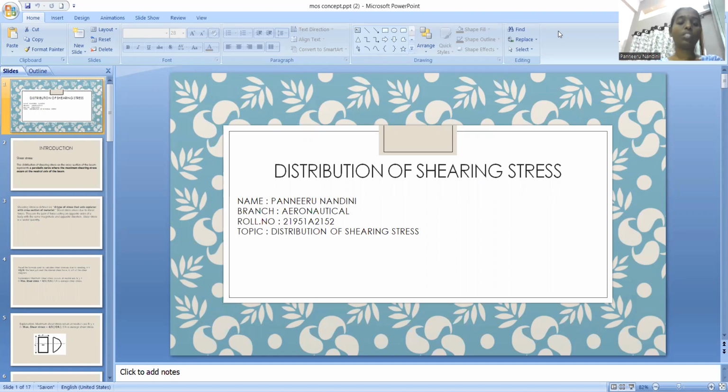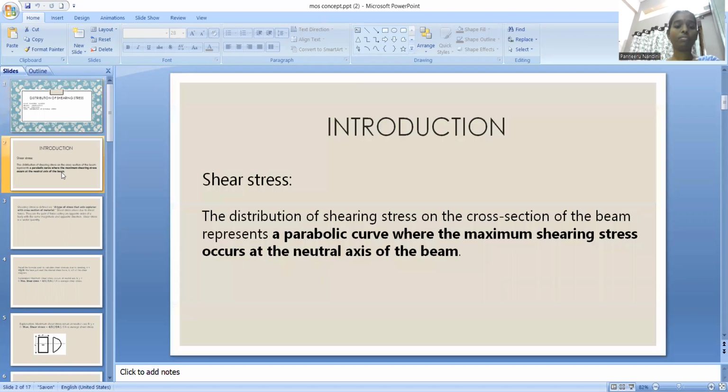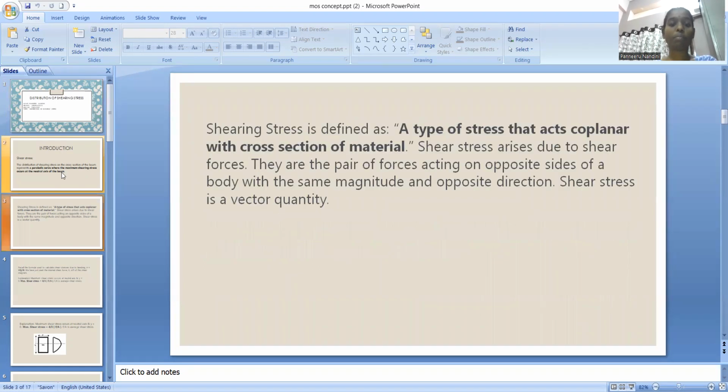My concept video topic is distribution of shearing stress. Shear stress. The distribution of shearing stress on the cross section of the beam represents a parabolic curve where the maximum shearing stress occurs at the neutral axis of the beam.